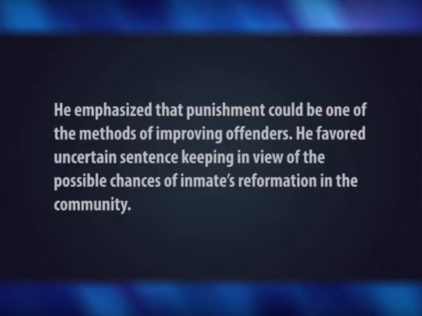Ferry proposed a rigorous agenda of crime prevention and suggested a set of measures for treatment of offenders. He emphasized that punishment could be one of the methods of improving offenders. He favored uncertain sentence keeping in view of the possible chances of inmates' reformation in the community. In his penal project, Ferry opposed moral responsibility and criticized punishment for vengeance and moral culpability.